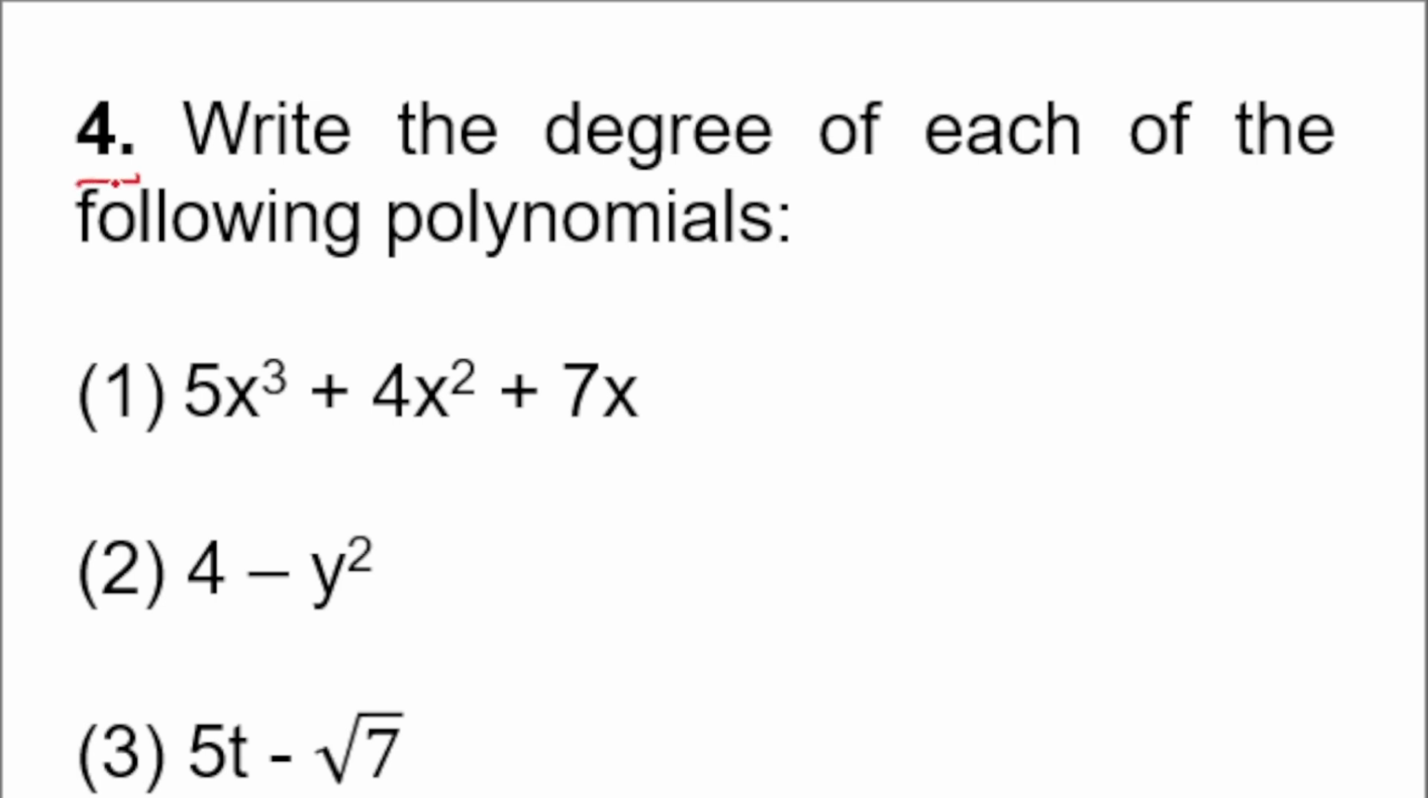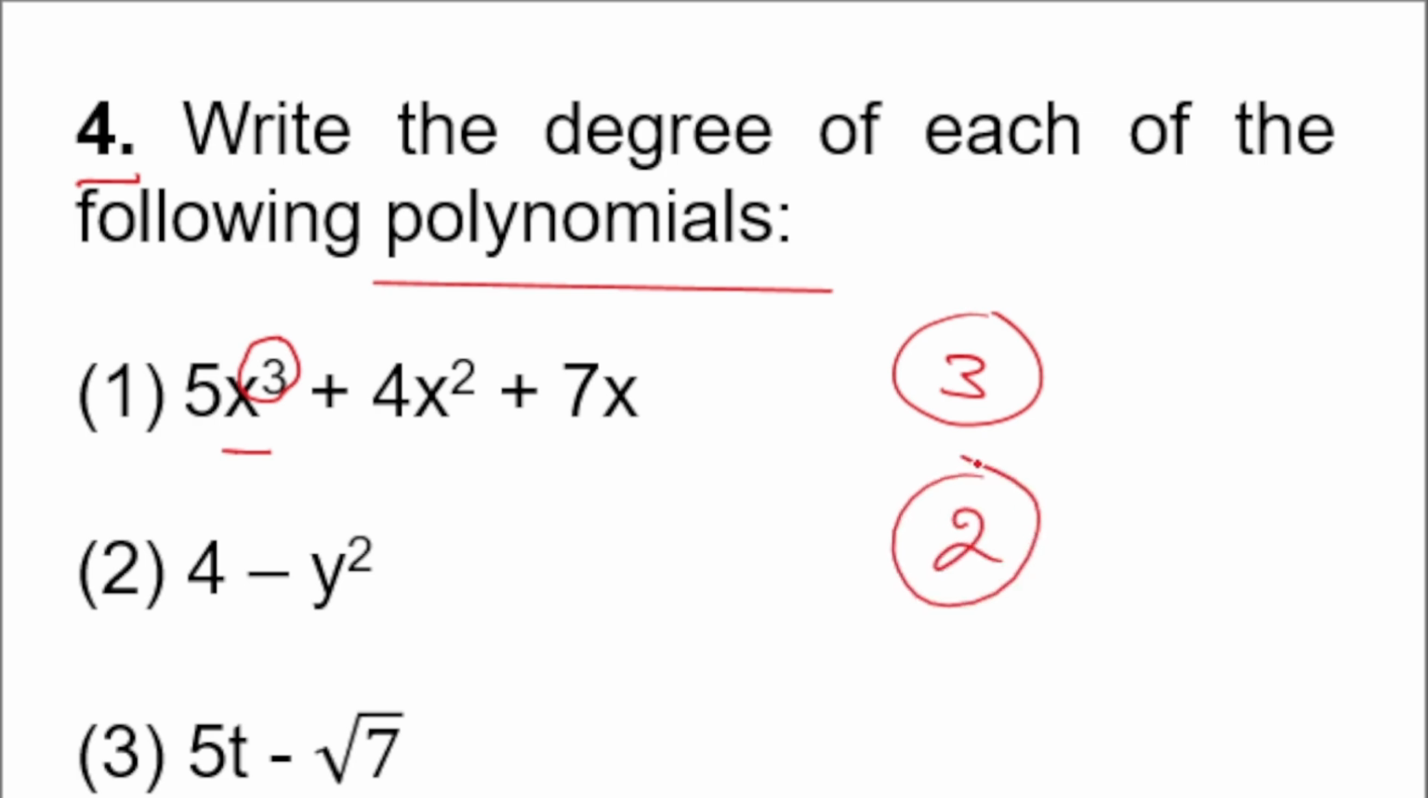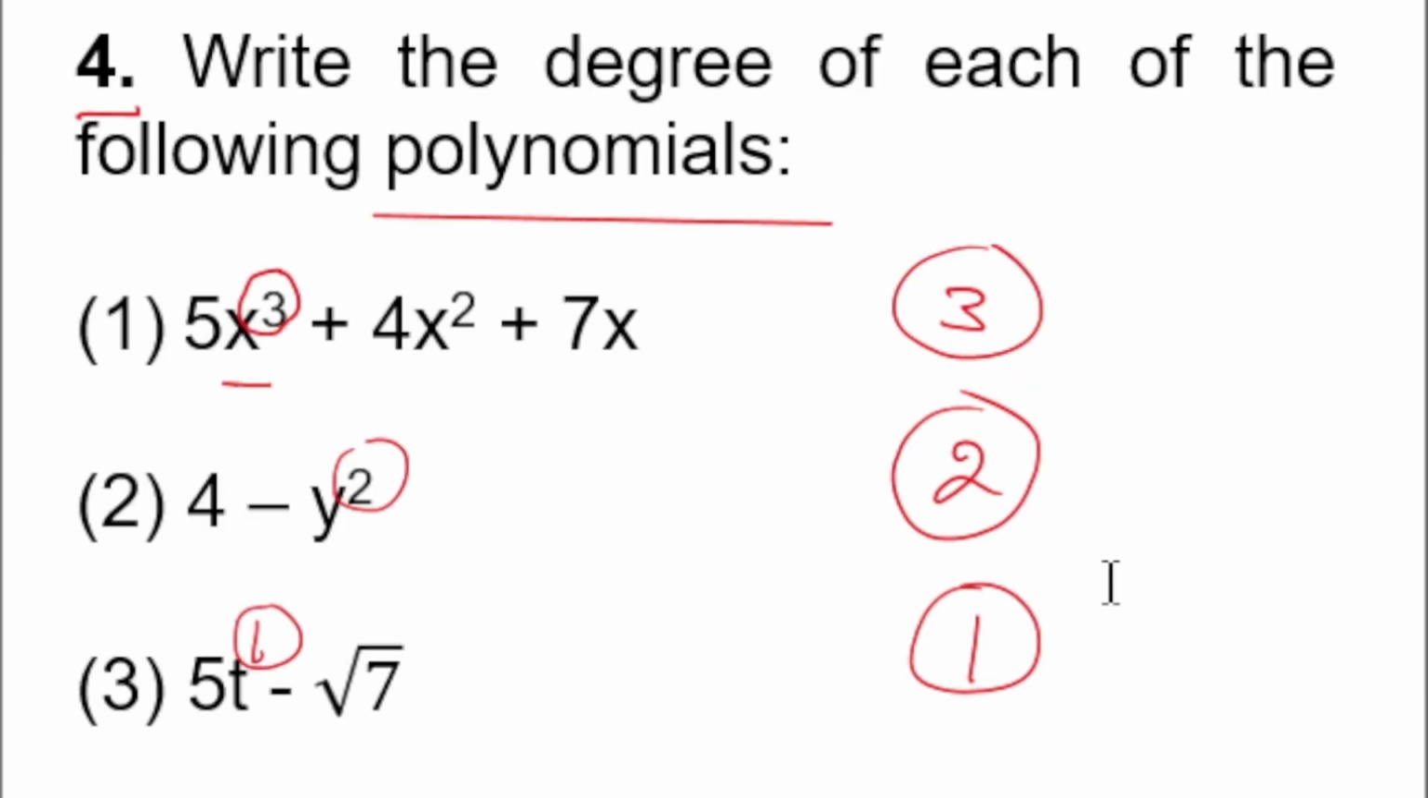This is question 4. Write the degree of each of the following polynomials. So these are the polynomials. Degree is the highest power of the expression. That means this is the highest term, x to the power 3. So 3 is the degree. So the degree will be 3 in this case. In this case, the highest power is 2. Therefore, the degree is 2. So this is the highest power. And in this case, the highest power is 1 because 1 is not written. So it will be 1. So these are the degrees.